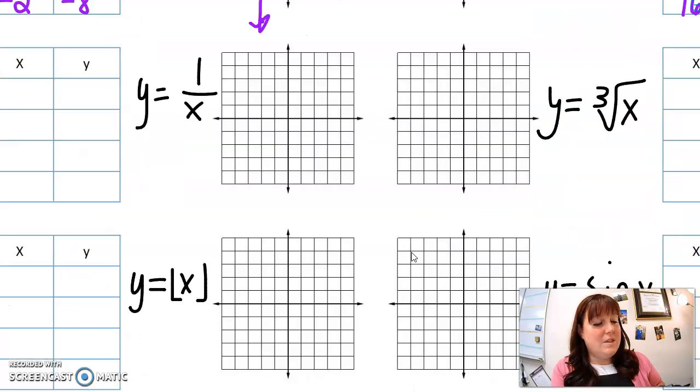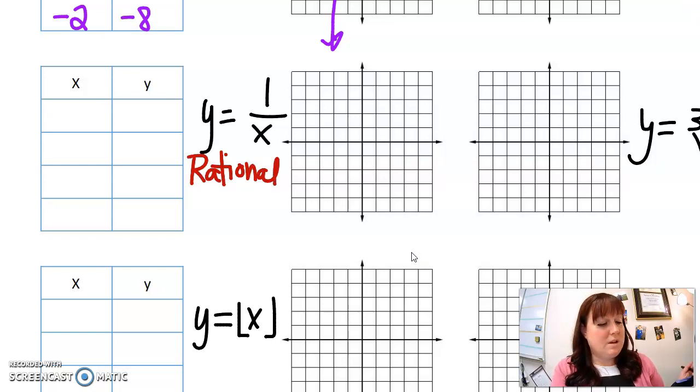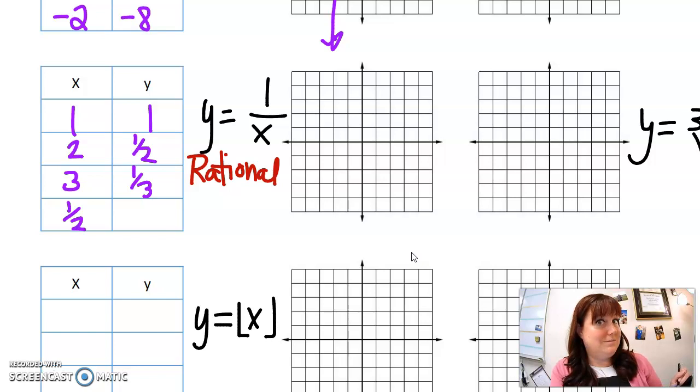Okay. This is called a rational. And what's the shape of this one? Well, when x equals 1, y equals 1. When x equals 2, y equals 1/2. When x equals 3, y equals 1/3. What about when x equals 1/2? There's a little bit of math involved, but it equals 2.